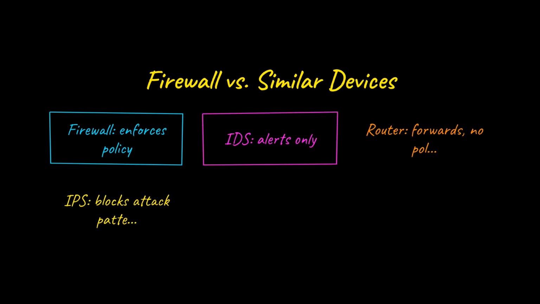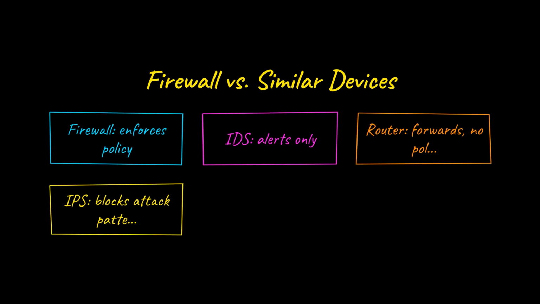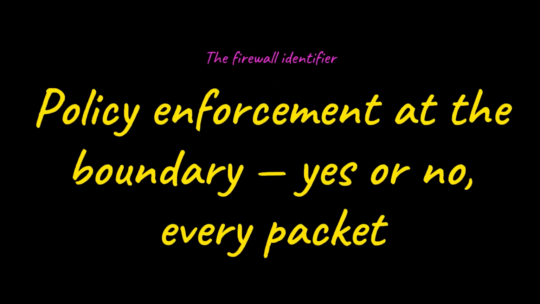An IDS observes and alerts but never blocks. A router forwards based on routing tables without security decisions. An IPS specializes in deep payload inspection for specific attack patterns, a different job entirely. Whenever an exam scenario describes a device whose job is to apply a configured policy to traffic at a network boundary, that device is a firewall. No other device owns that role.